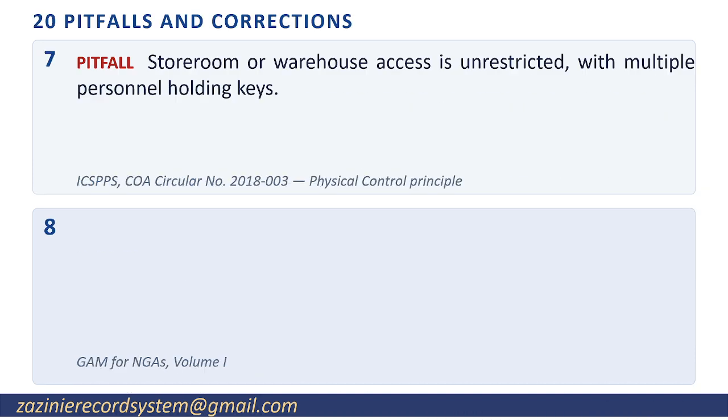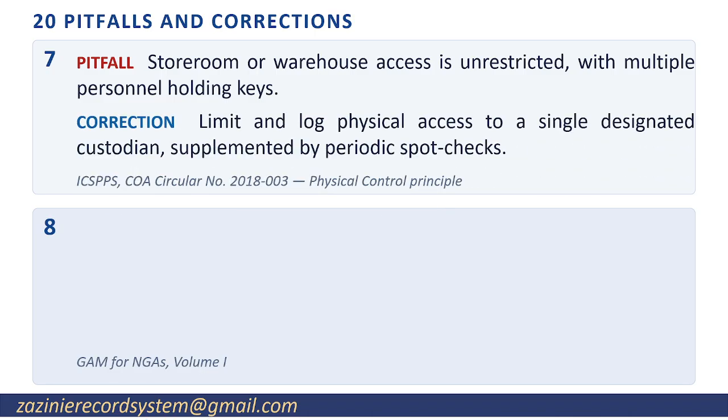20 pitfalls and corrections. Number 7. Pitfall: Storeroom or warehouse access is unrestricted, with multiple personnel holding keys. Correction: Limit and log physical access to a single designated custodian, supplemented by periodic spot checks.